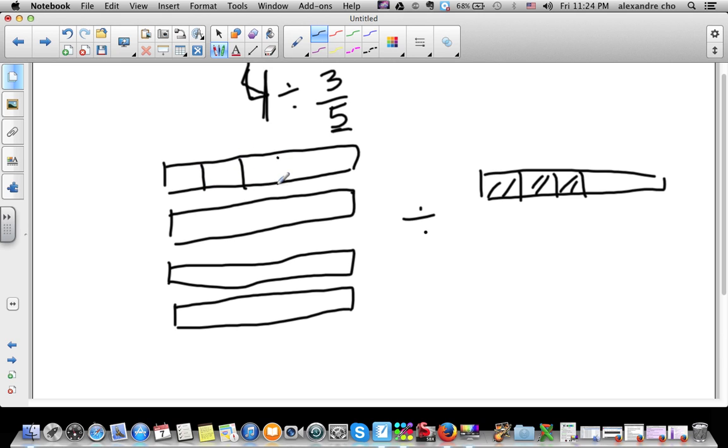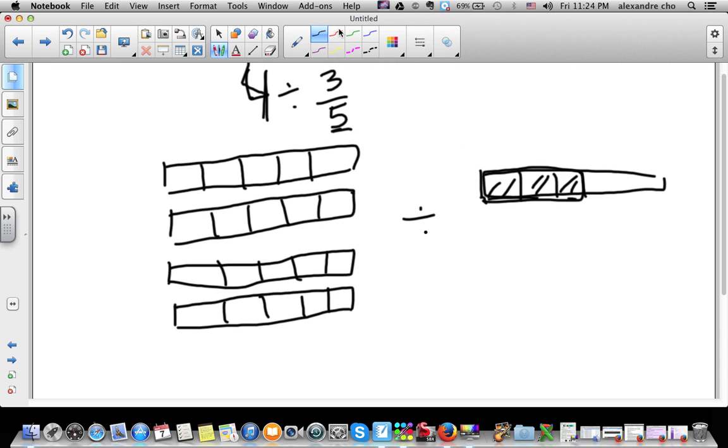So 1, 2, 3, 4, 5, and the same for each bar. So there you go. I have 4 chocolate bars, and they've been cut into fifths, which makes them exactly the same size here. I can easily see how many times these fit inside.